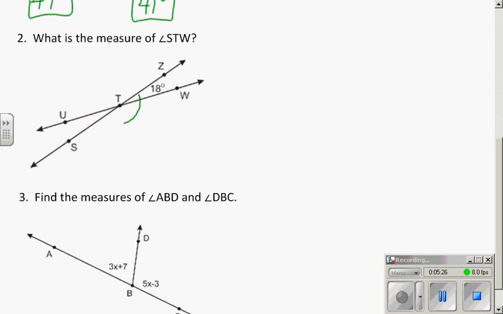The measure of STW compared and in relation to what we know, those two are going to form a straight angle. So what I don't know, I will call x. X plus 18 equals 180. Subtract 18 from both sides, x is 162.